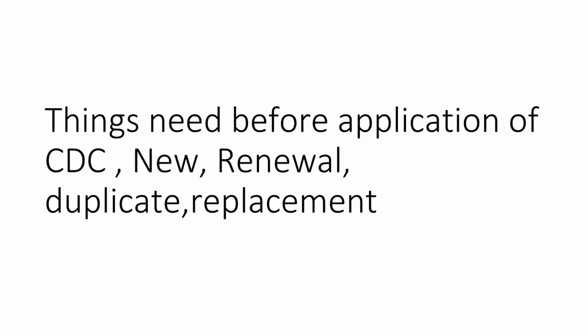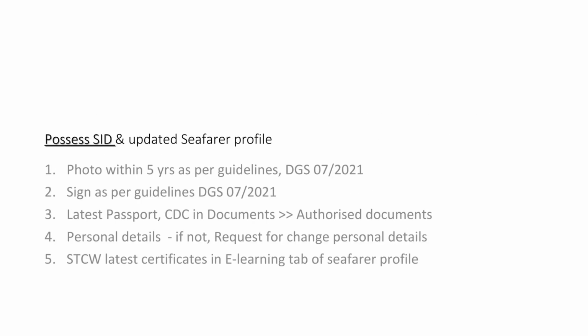So, the things you need before applying for CDC: new, renewal, duplicate and replacement. The first thing you must have is a seafarer identity document. That is mandatory as per the new dgshipping guidelines, and you should have an updated seafarer profile. You should have an updated photo in the seafarer profile, within 5 years. I will show you now how to check it. You should have an updated signature in the seafarer profile.